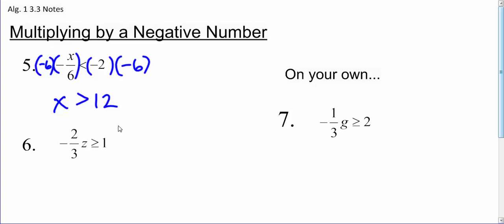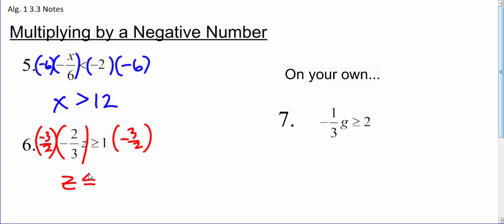Alright, let's take a look at number 6. Kind of the same idea. We're going to multiply. This time I'm going to use the reciprocal, so we'll multiply by negative 3/2. We'll do the same thing over here, negative 3/2. That leaves us with a z. Flip that inequality so it's now less than or equal to, and we'll have a negative 3/2.